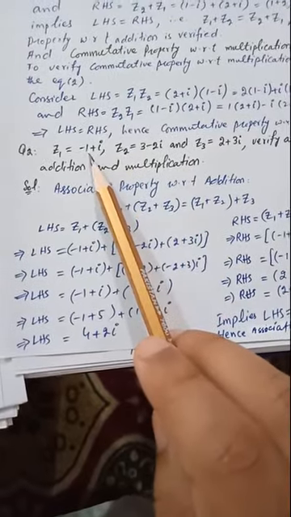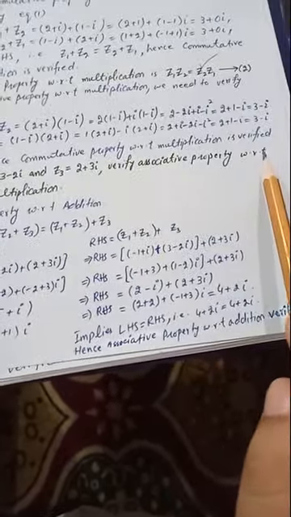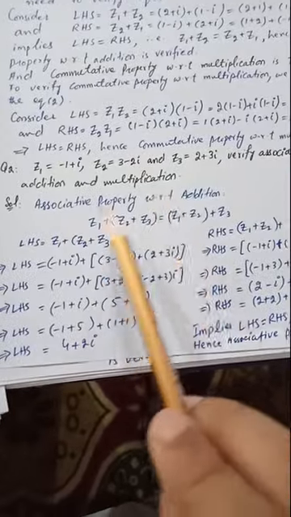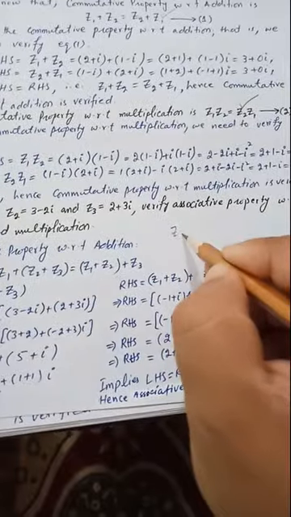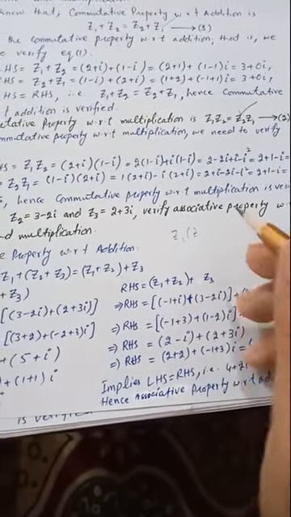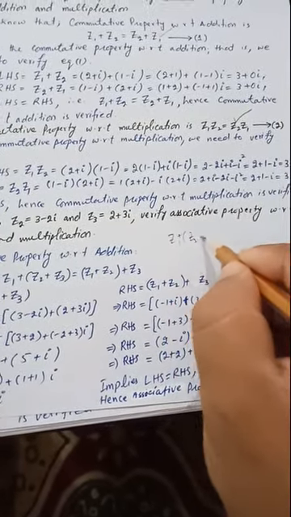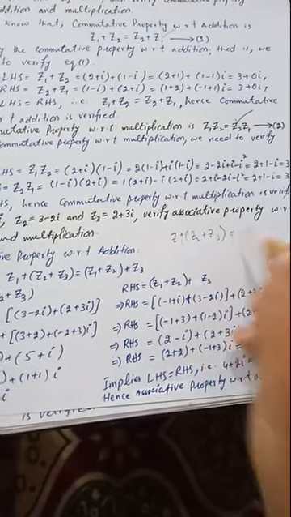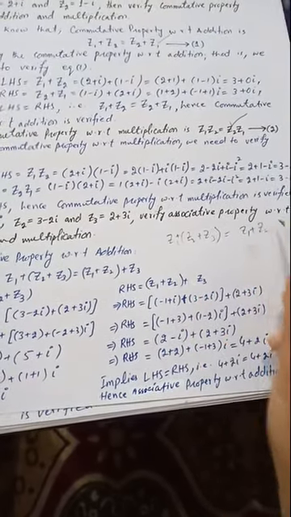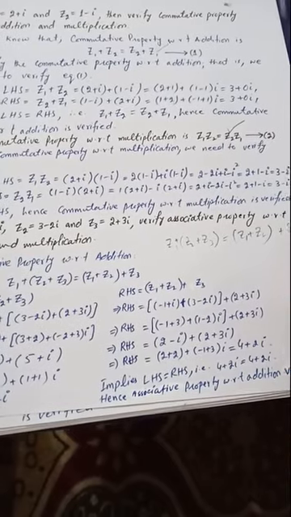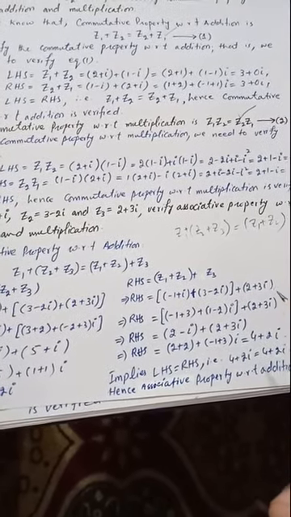Question number 2. In question number 2, z1 is minus 1 plus iota, z2 is equal to 3 minus iota, z3 is equal to 2 plus 3 iota. Verify the associative property with respect to addition and multiplication. So you see this is z1 plus z2 plus z3. So this is z1 plus z2 plus z3. This is the associative property with respect to addition.